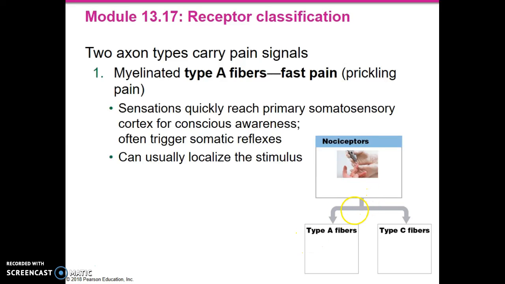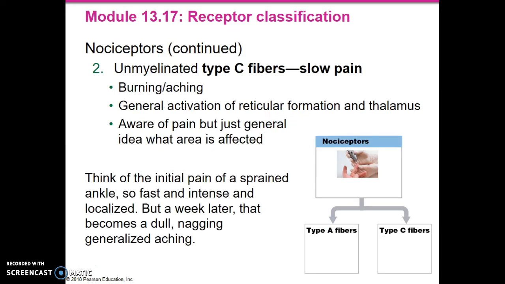Type A is fast pain. Sensations will quickly reach your conscious awareness and may trigger a reflex. We can usually localize where that stimulus is coming from. These are myelinated type A fast pain fibers.